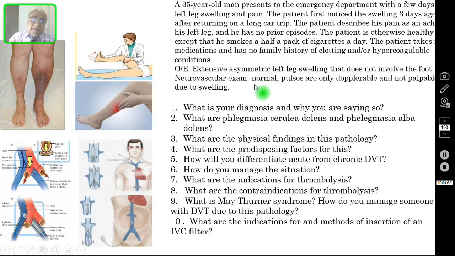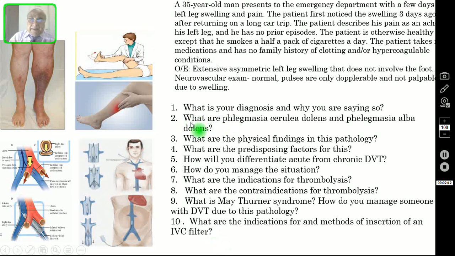hypercoagulable conditions. On examination, there is extensive asymmetric left leg swelling that does not involve the foot. Neurovascular exam is normal. Pulses are Dopplerable and not palpable, mainly because of the swelling. So this is the clinical scenario and these are the pictures. You are seeing so many pictures here. These are the pictures and these are the 10 questions.